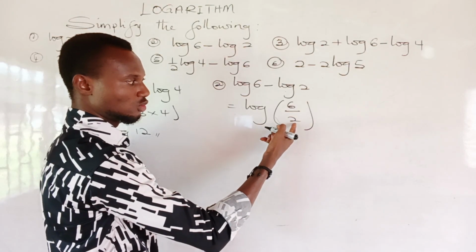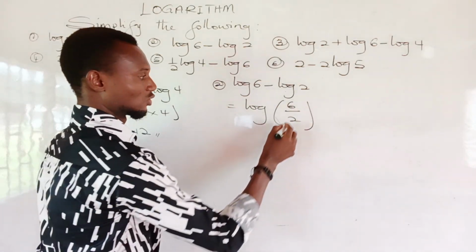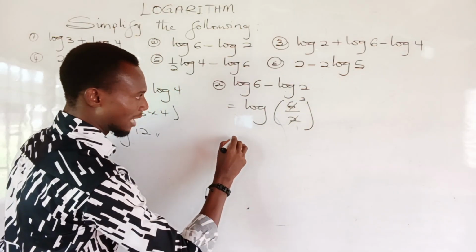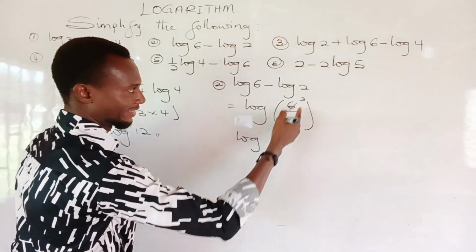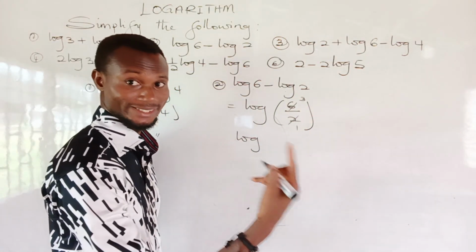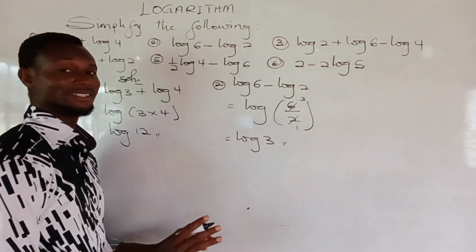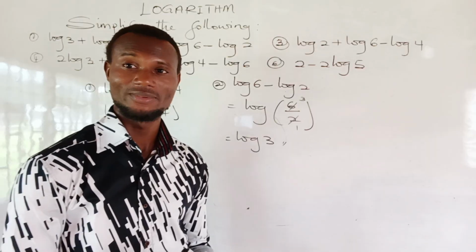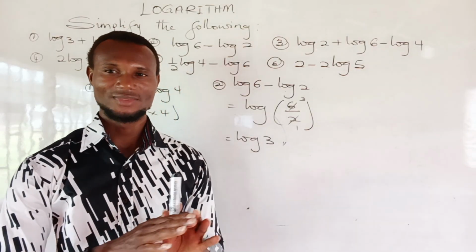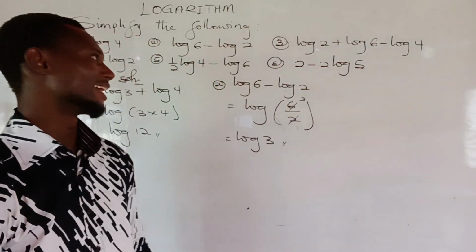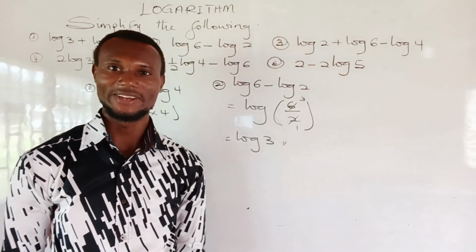We know that 2 and 6 can be simplified. So 2 goes here 1 and 2 goes here 3. So I'm going to have log 3 over 1. 3 over 1 is 3. So my final answer is going to be log 3. And this is your final answer. I hope the explanation was clear enough and you understood it as well. Let's proceed and handle example 3 as well.